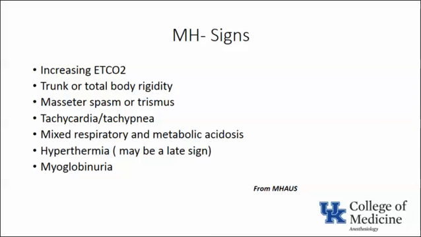If the child has truncal or total body rigidity, the chance that this patient has malignant hyperthermia is extremely high. If they have masseter spasm or trismus, it could be malignant hyperthermia, could be the earlier sign, but we don't know. These patients could have tachycardia, tachypnea. When you do a blood gas, they have mixed respiratory and metabolic acidosis. Hyperthermia could be a late sign in these patients, and if you check, they could also have myoglobinuria.